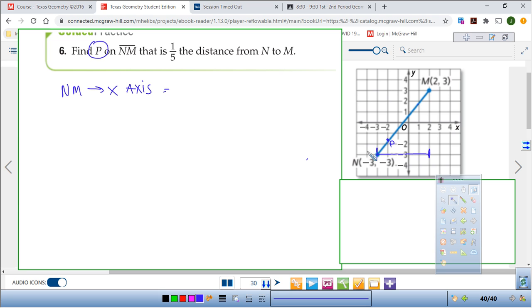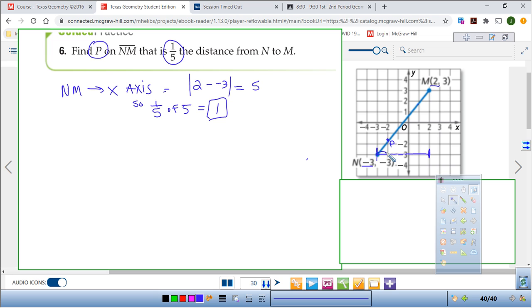Well, let me do that again. I'm going to go with the x values. I'm going to do this to here. So I'm going to go with 2 minus a negative 3. That distance now gives me a 5. They want you to figure out the distance of 1/5. So 1/5 of 5. Oh, that's pretty easy. It's just 1. You're right.